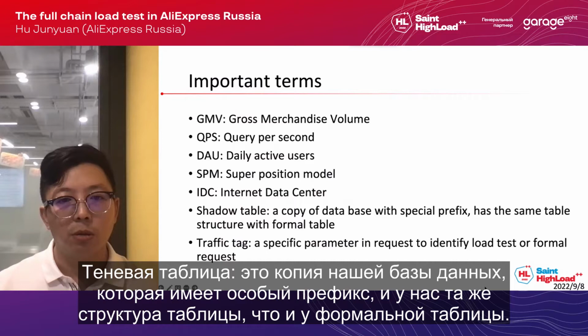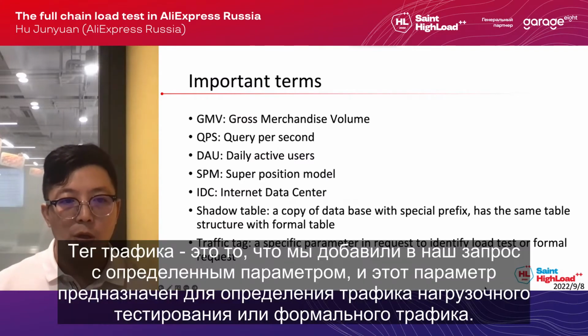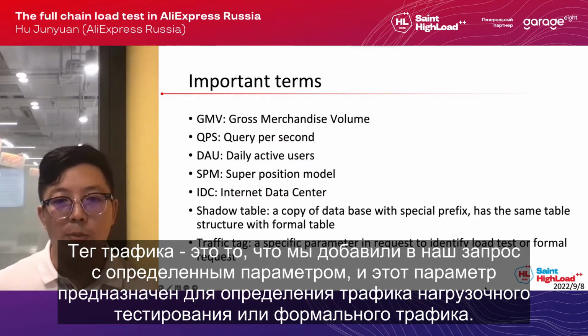Shadow table: this is a copy of our database which has a special prefix, and it has the same table structure as the formal table. The traffic tag: we add it in our request as a specific parameter, and this parameter is for the purpose of identifying the load test traffic or formal traffic.